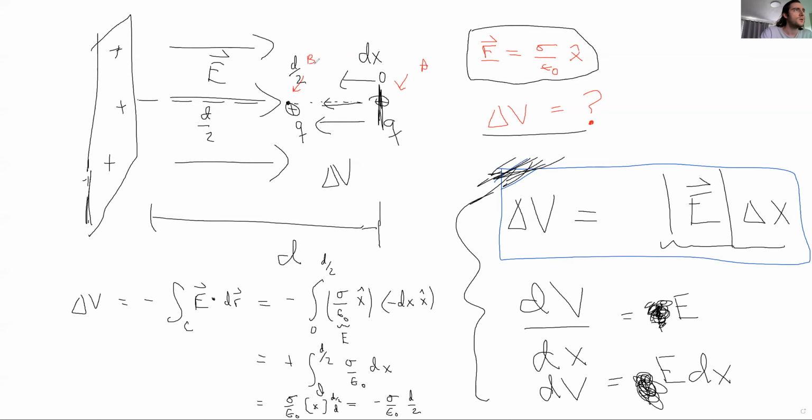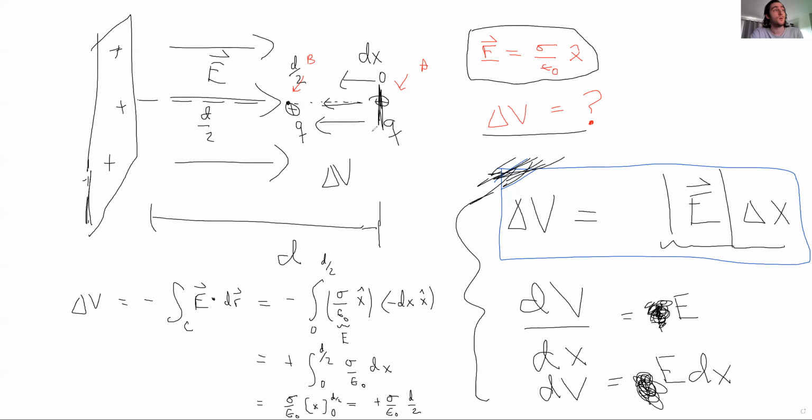So we go from 0 to d over 2, because d over 2 is the displacement from our starting location. That's like going from 0 to d over 2. If we do that, then we actually get a positive sign here and it's all correct. So let's make that change now: 0 to d over 2. So we do get a positive answer.